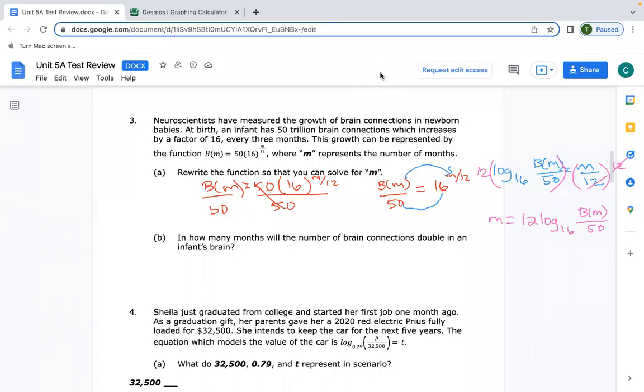All right, so let's look at this next problem. It says, in how many months will the number of brain connections double in an infant's brain? So remember, we start off with 50 trillion, okay? And obviously we don't have 50 trillion written right here, we just have 50. So what's double of 50? 100. Okay, so we're going to say 100 equals 50 times 16 raised to the m divided by 12.